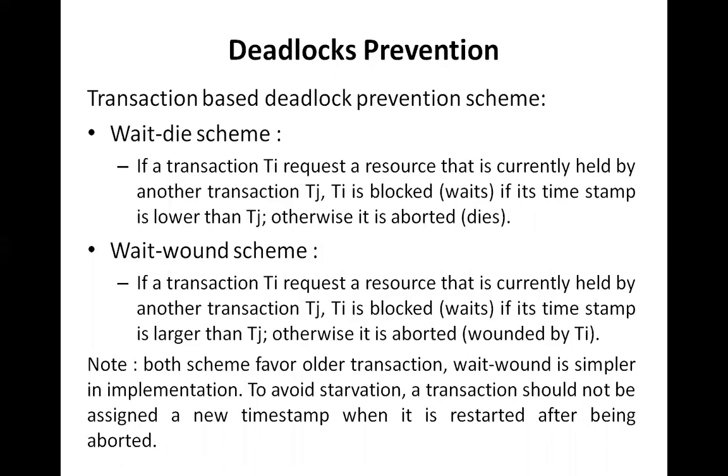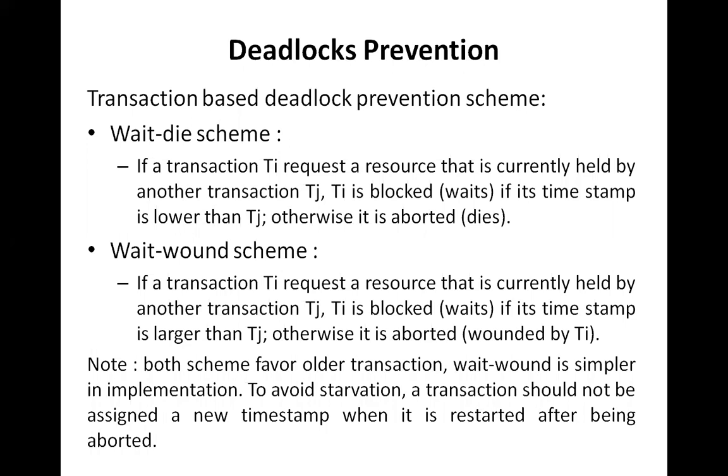We can take an example for the explanation. Suppose we have three transactions, T1, T2, and T3, where T1 is the oldest with the lowest timestamp, and T3 is the youngest with the highest timestamp. If T1 requests a resource currently held by T2, T1 will be blocked, in the wait state because its timestamp is less, and will wait until the resource is voluntarily released by T2. On the other hand, if T3 requests a resource held by T2, T3 will be aborted.